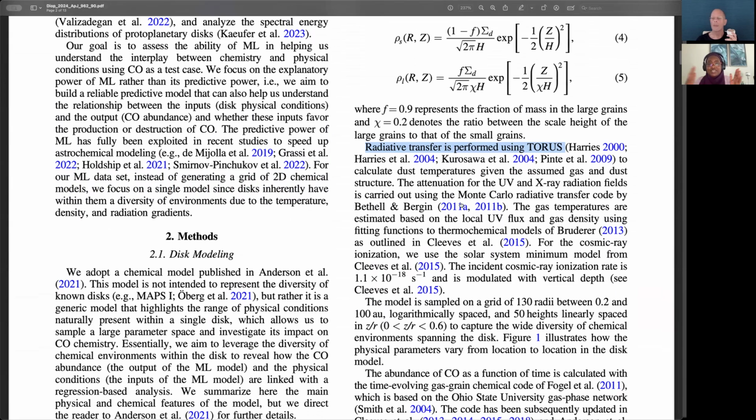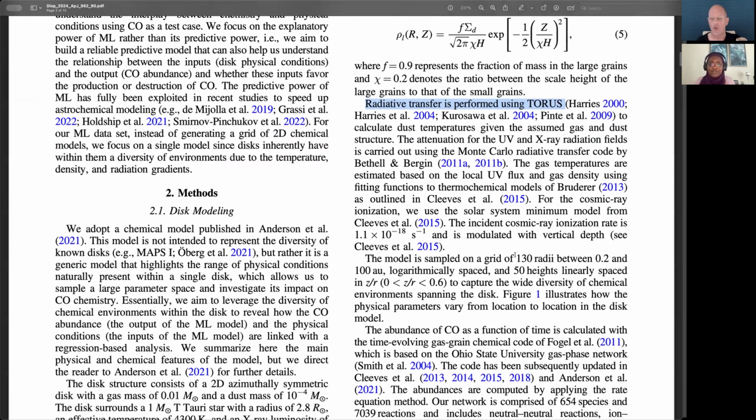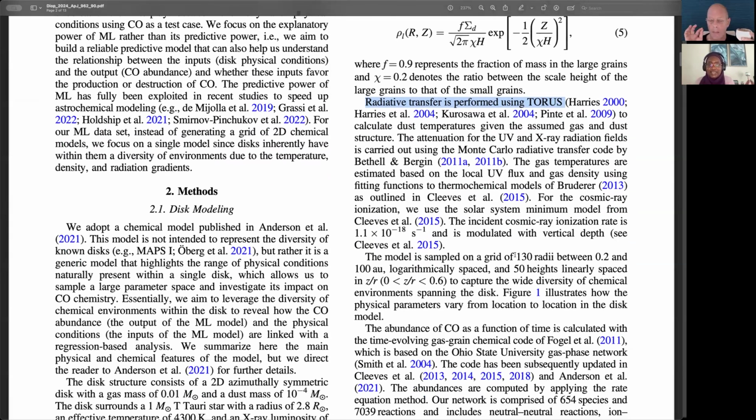Once we have that physical structure, we then put it into our UV and X-ray radiation field codes that propagate the photons into the disk. And then we put it into another code that calculates our gas temperatures based on the UV flux and gas density. We also propagate the cosmic rays through the disk. Once we have this model that's sampled for 130 radii and 50 heights, we then put it into the last step, which is the chemical modeling.